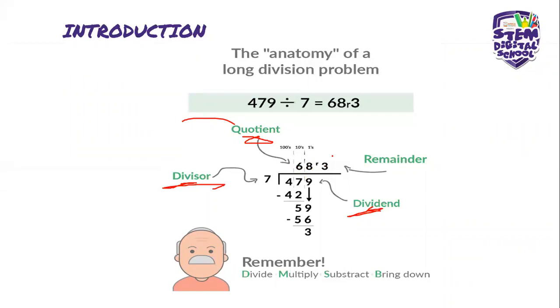So what happens is you always do the steps: divide, multiply, subtract, bring down. It is a repetitive process. You divide, you multiply, you subtract, you bring down.